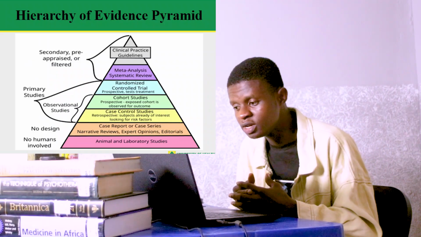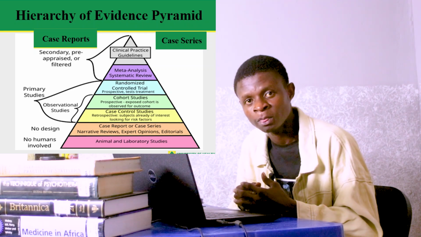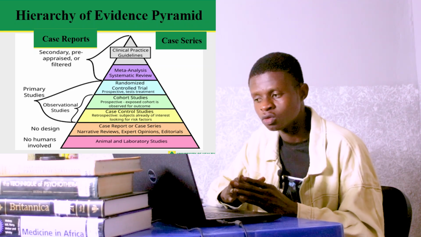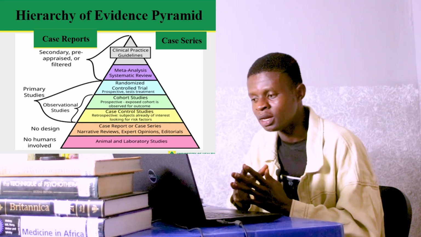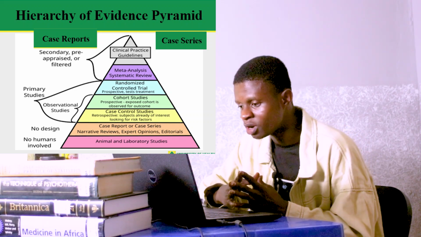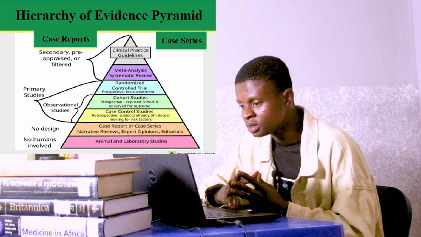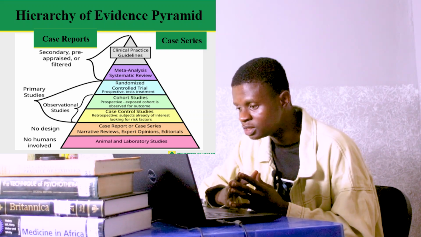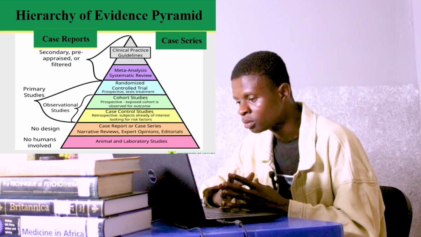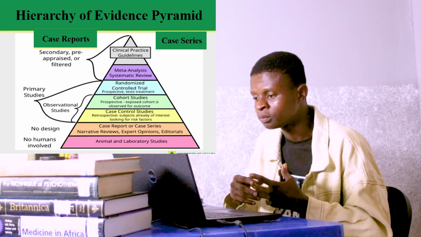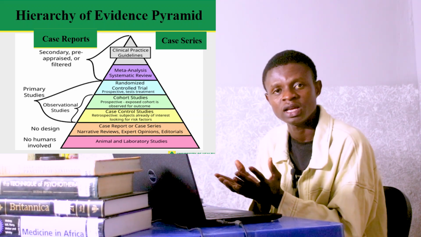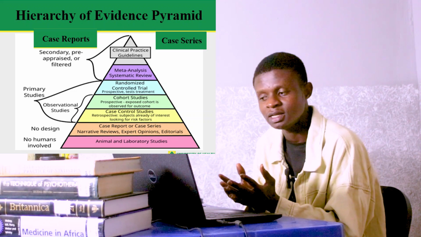With the case series and the case report, it is the first of human studies, after animal and laboratory studies. When you look at this pyramid, it starts with case reports or case series, which is a narrative review by expert opinion and then editorial. So this is the first of human studies.